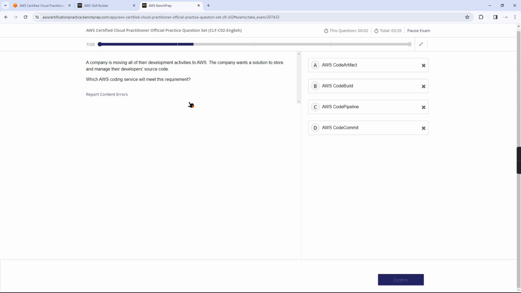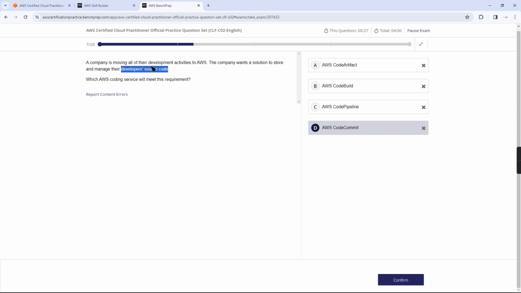Company is moving all of their development activities to AWS. Company wants a solution to store and manage their developer source code. Developer source code, this is the key term. Typically, CodeBuild and CodePipeline cannot be the right choice. CodeArtifact and CodeCommit. Between CodeArtifact and CodeCommit, I will go for CodeCommit.